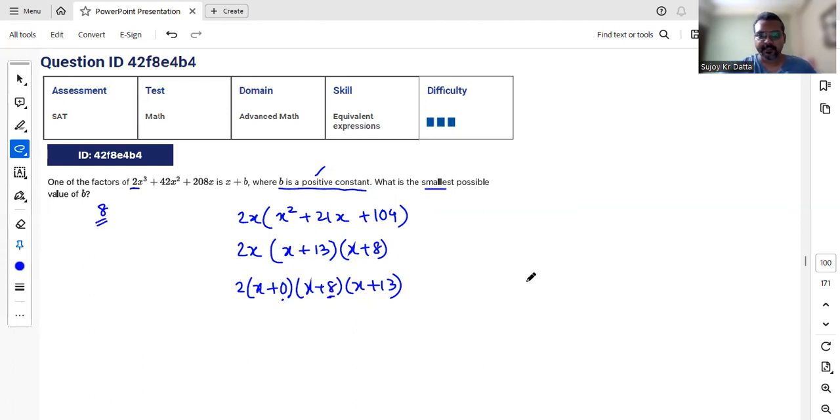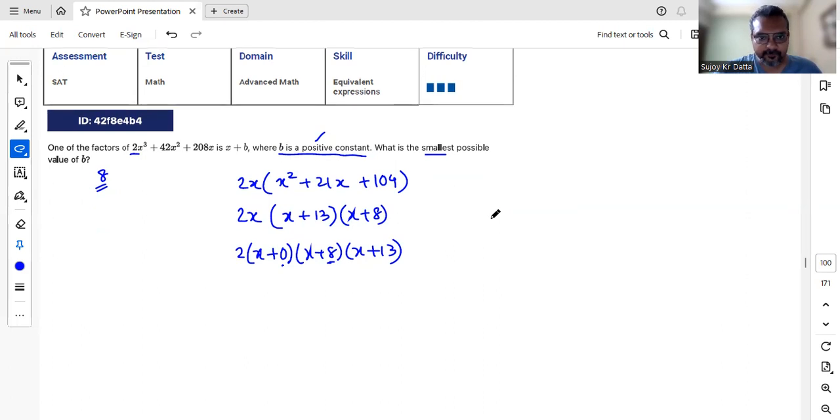So this was about factorizing the expression. Let's go to the next question.